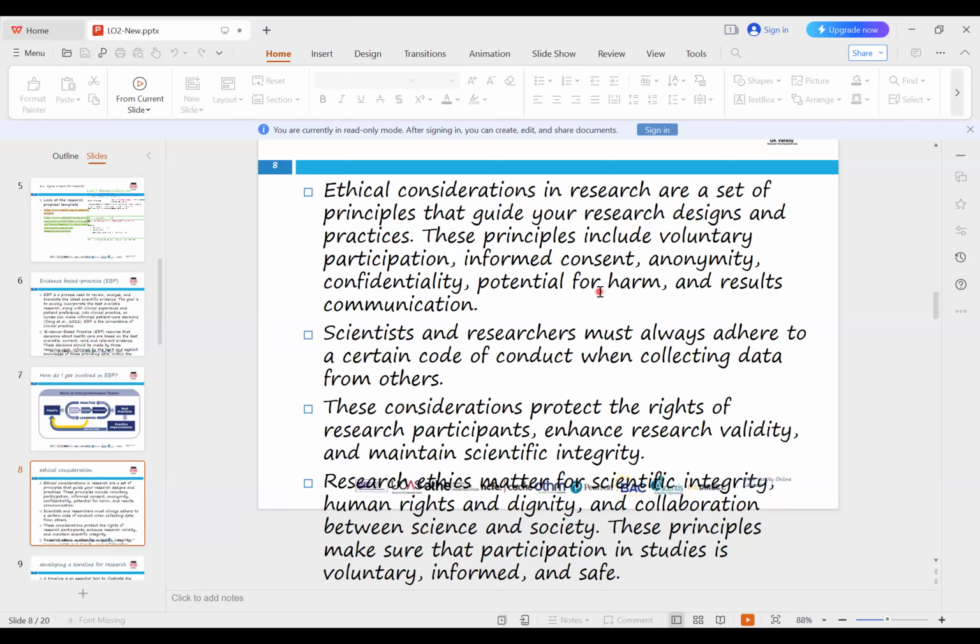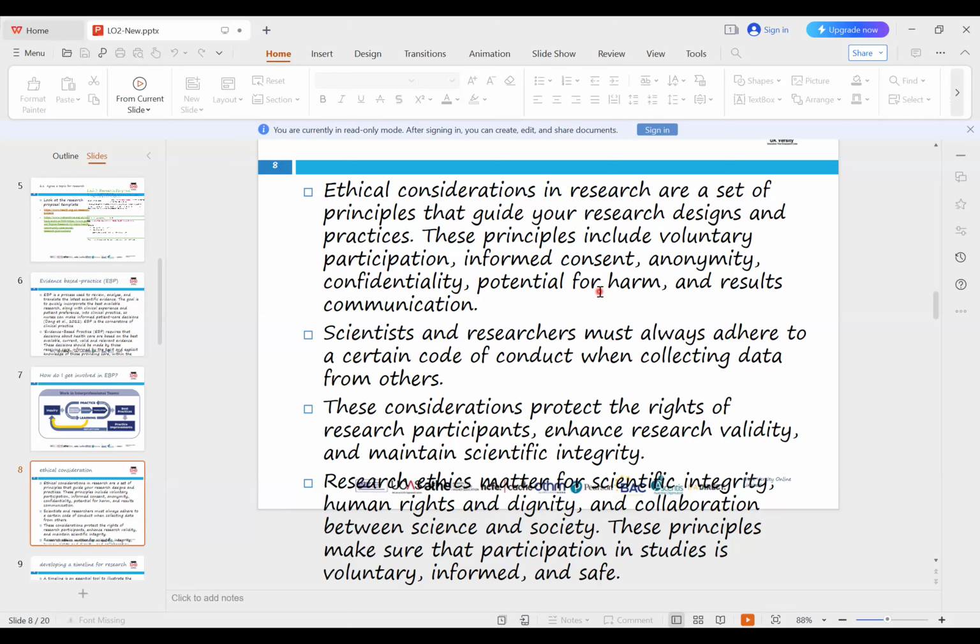Okay, so voluntary participation means that you're not forcing someone to participate in your study. If you want people to participate, they can voluntarily be involved within your study. They can exit your study at any point in time. If they don't want to be part of the study, it's okay. They're not going to be forced. It's not going to be involuntary. It's not going to be forced upon them that you have to participate in the study.